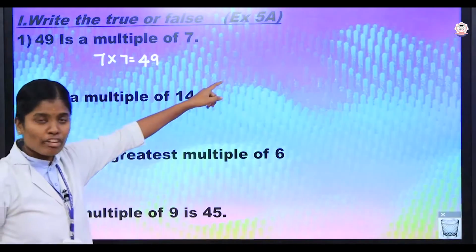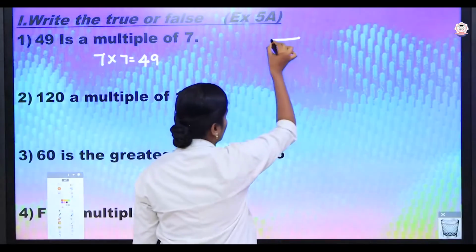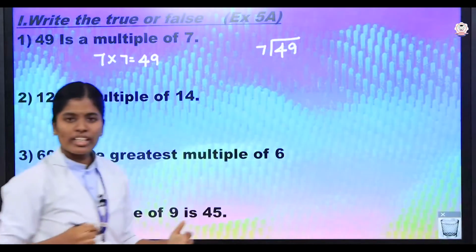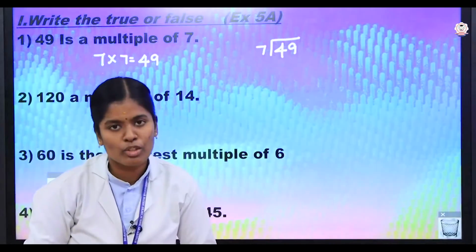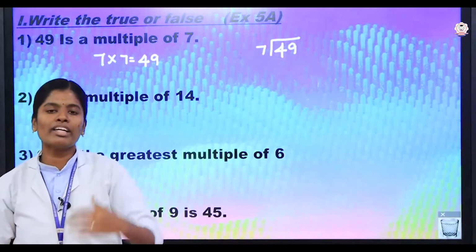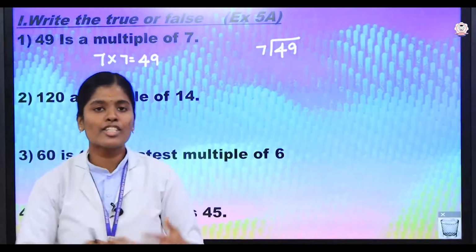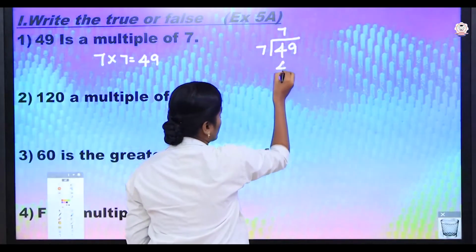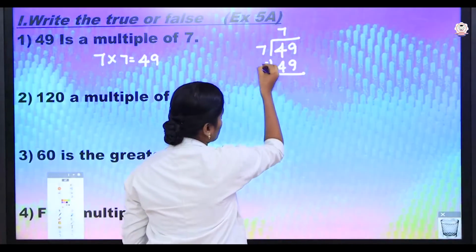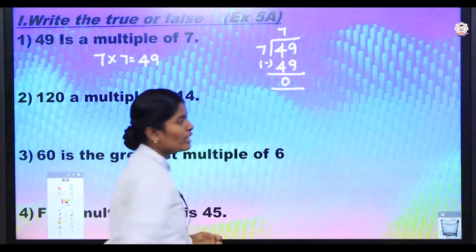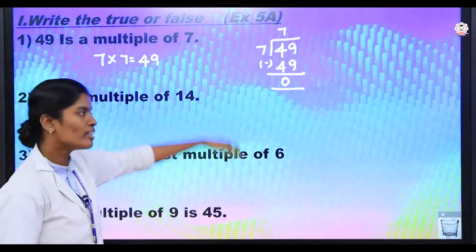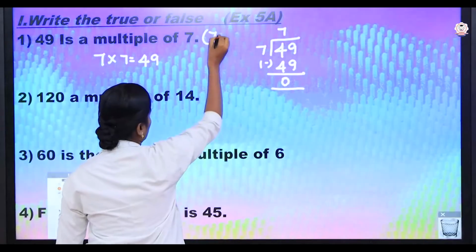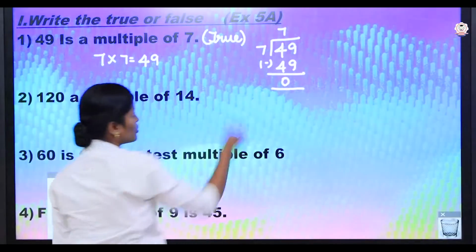Here you take 49 and divide it by 7. So while doing the division, if in the remainder you get 0, that is true. If in the remainder you get a non-zero number, that is false. So take 7 sevens are 49. Now 49 minus 49, the answer will be 0. Here we got 0, so the answer is true. The first statement is a true statement, so write true.